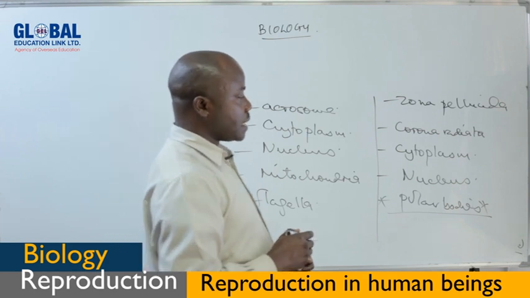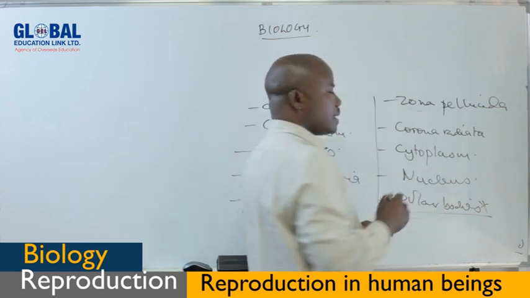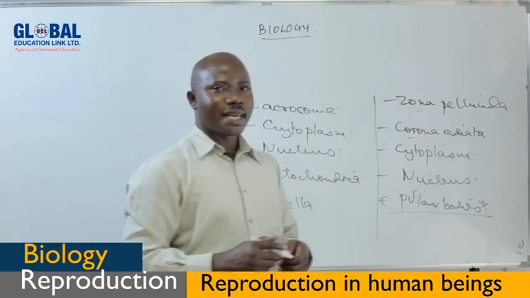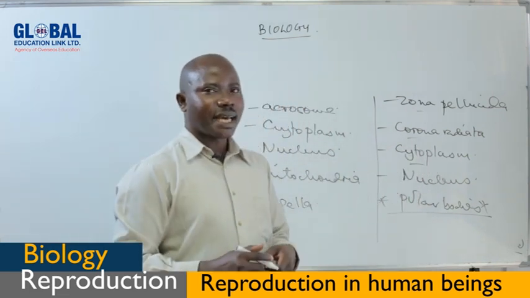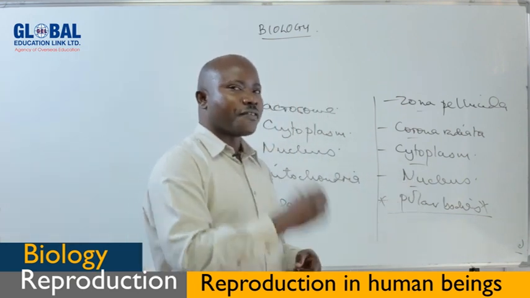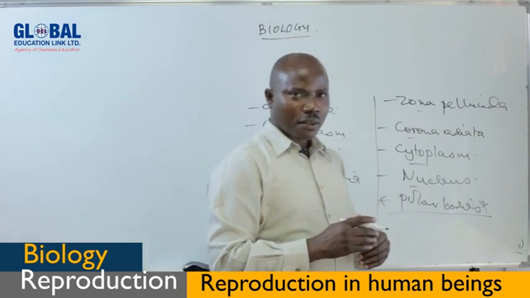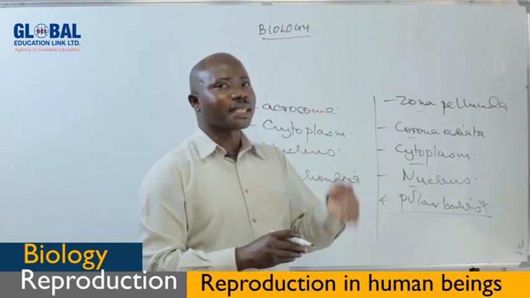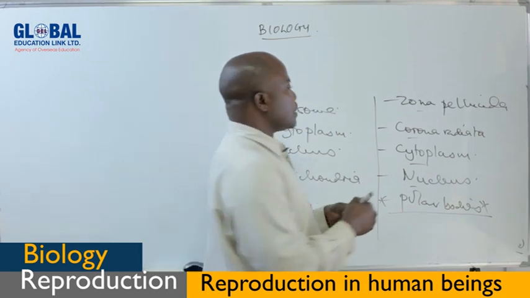And for that case, you need to explain what the zona pellucida is there for. You need to explain what the corona radiata is there for, what the cytoplasm is there for, and what the nucleus contains and why it is there. By so doing, you will have answered this question, because the roles of these parts of the ovum ensure that fertilization takes place effectively. The oocyte.